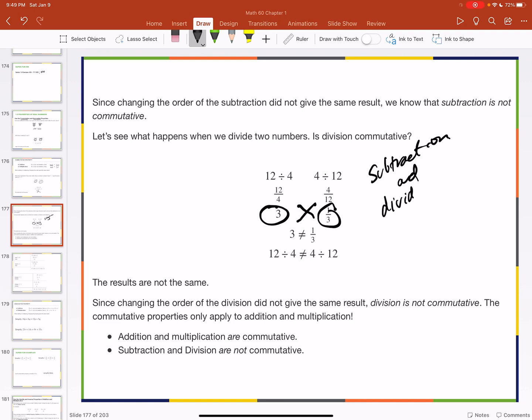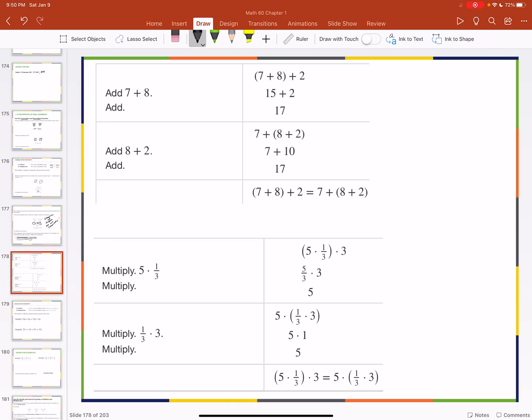In other words, the order matters. Subtraction and division do not have the commutative property. Order does matter. So addition and multiplication are commutative, and subtraction and division are not. Okay, so that's the takeaway.